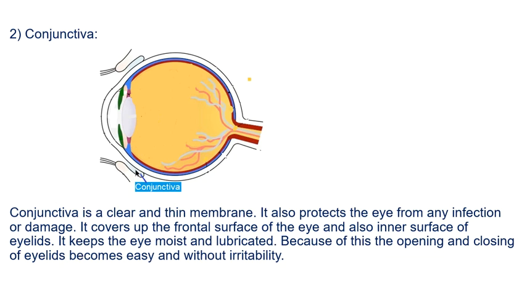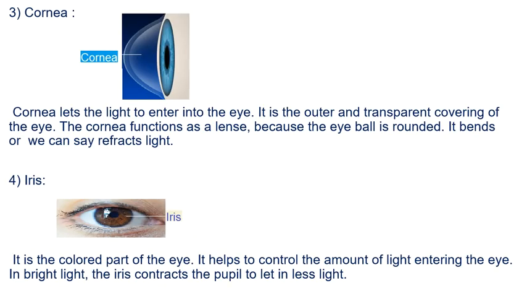Because of conjunctiva, the eyes are closed and opened very smoothly without any irritation. Fine, if there is any particle inside our eyes, it feels very irritating, no? So if it becomes dry, it is very irritable for closing and opening the eye. So conjunctiva is playing a very important role for making the eyes opening and closing very easy and without irritability. So this is conjunctiva. Now moving forward, third is cornea.